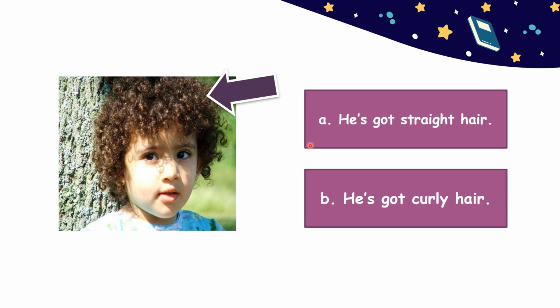Okay, question number five. Look at his hair and look at the arrow. A, he's got straight hair. B, he's got curly hair. Which is the answer? Well done, you did very well. The answer is B, he's got curly hair. This is curly hair, okay?